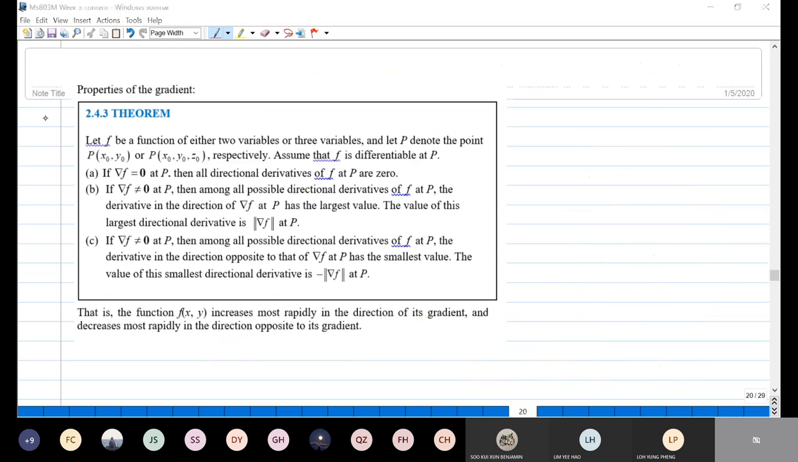Gradient, okay? So let me see how to find this. If the gradient equals zero, then all directional derivatives have zero change. This is easy. If the gradient is the zero vector, then there is no rate of change in any direction. Why? Because the directional derivative in any direction is del f dot u, and the zero vector dot u is always zero. So the rate of change in all directions is zero. Therefore, all directional derivatives must be zero. Simple enough.